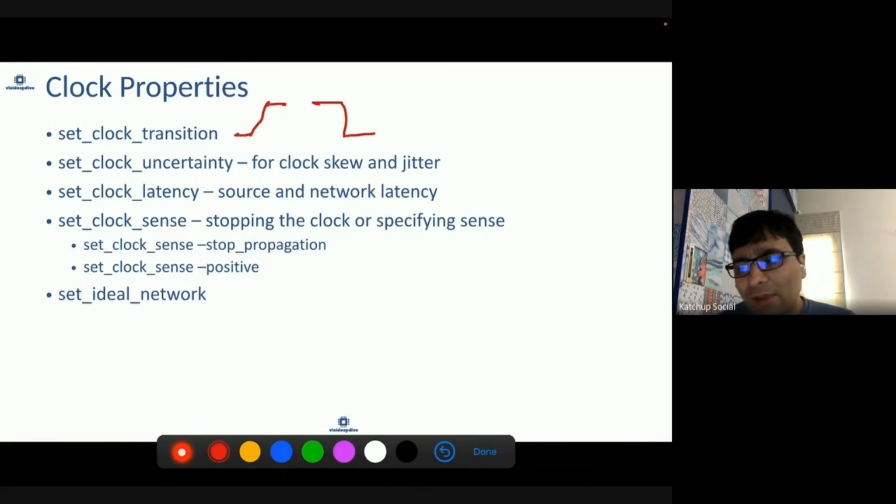You can specify clock uncertainty, which is for clock skew and clock jitter. So you can tell what is the jitter on the clock. As we had seen, the clock period is not idealistic. The edge can come slightly before or slightly later than the ideal time, and that can be specified using the set clock uncertainty command, and it is known as jitter.